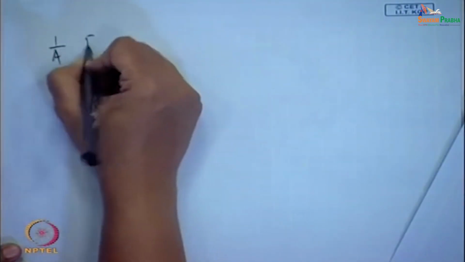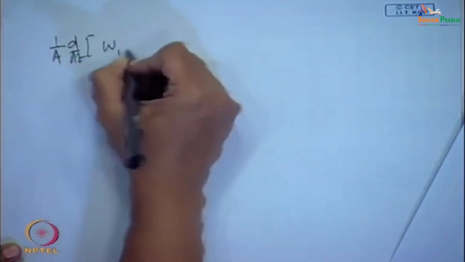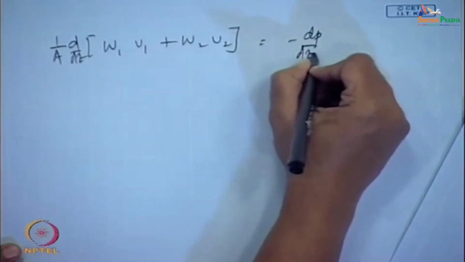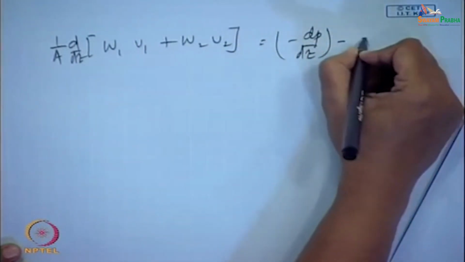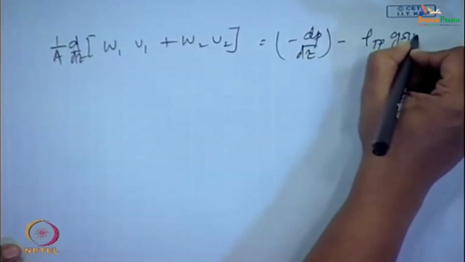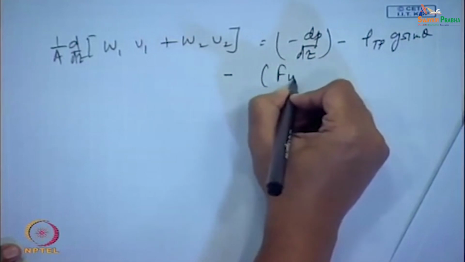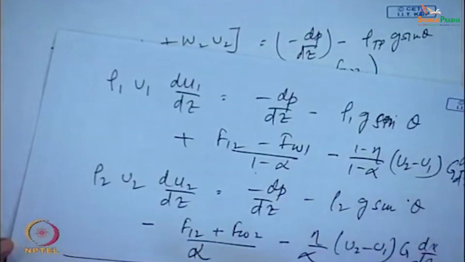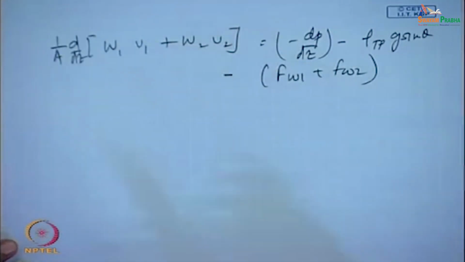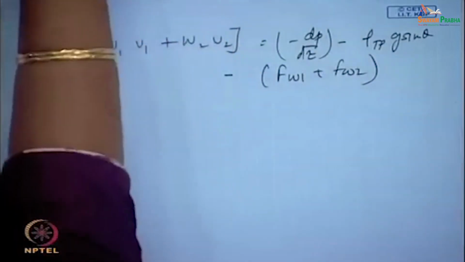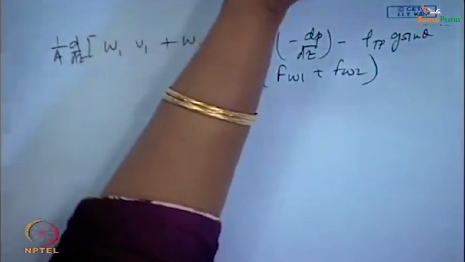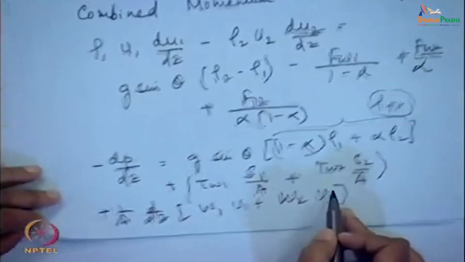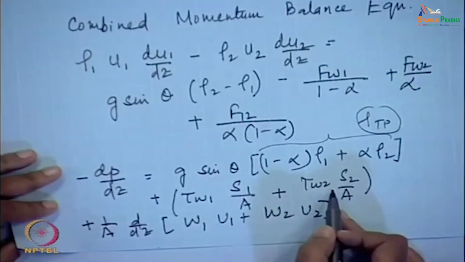You get 1 by A d/dz of (w1 u1 plus w2 u2) equals minus dp/dz minus rho_TP g sin theta minus f_w1 plus f_w2, because all the other terms simply get cancelled out. And finally, we arrive at the equation which I had already derived for the two phase flow under separated flow conditions.